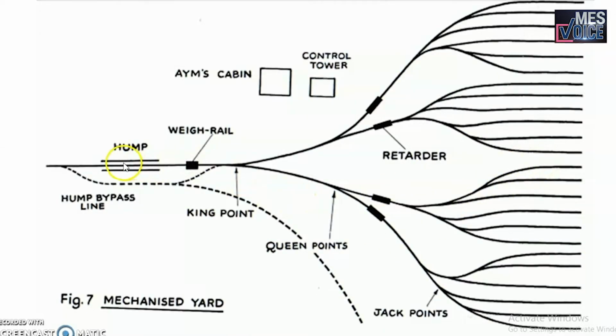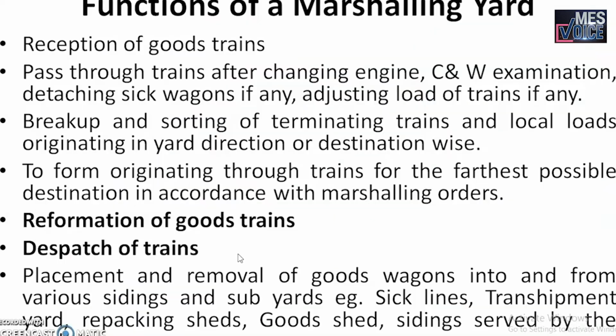This is also a mechanized yard, where the trains arrive in between the hump, and from here the train will be moved to the different sorting points, depending on the nature of the products or on the departure destinations. These are the functions of a marshalling yard. The main function of a marshalling yard is the reception of goods trains, and it passes the trains through after changing engine, carriage, and wagon examination is done in the marshalling yard. Also the breaking up and sorting of the terminating trains happens in the MY, along with the reformation of the goods trains and the dispatch of the trains.